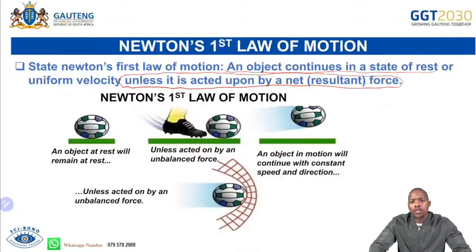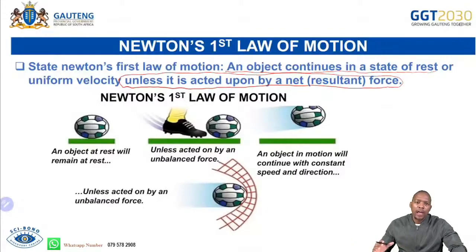Or if the object was already moving, right, there can come a net force that is going to do what? Stop it from moving. So that's why the part is there to say unless. So the object will continue in a state of rest or uniform velocity, but this will happen unless it is acted upon by a net force. So the expectation is that if I take something and I put it on top of the table and I leave it, I expect to come back and find it here.